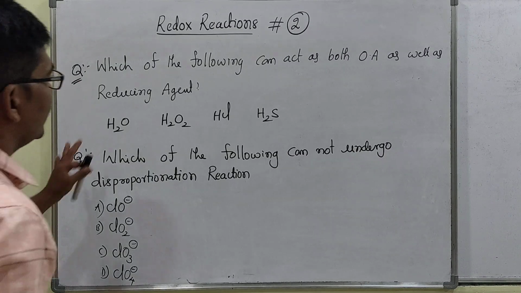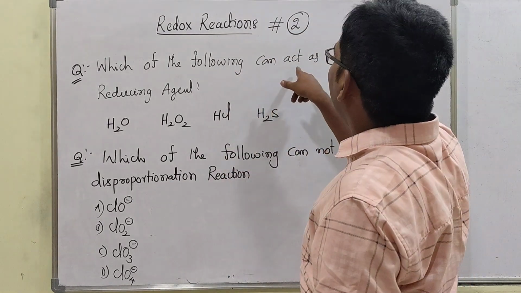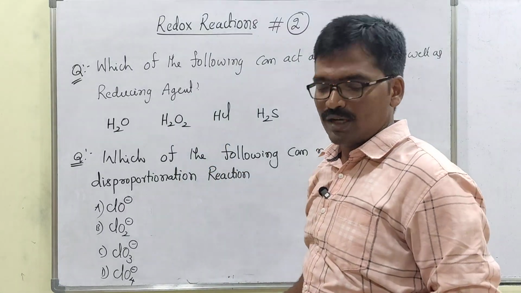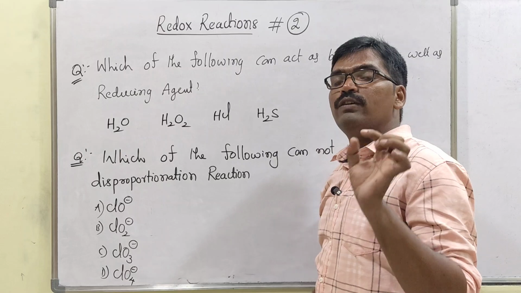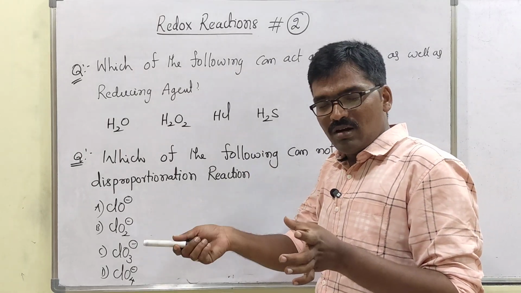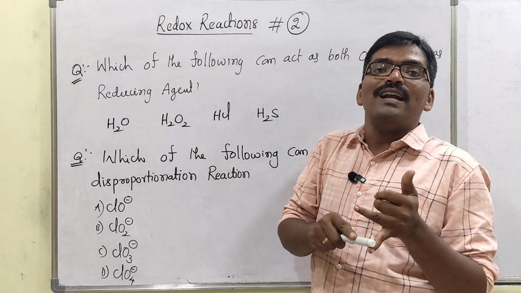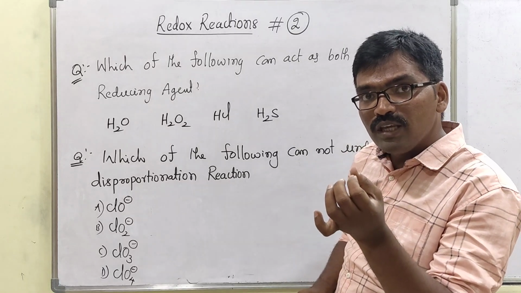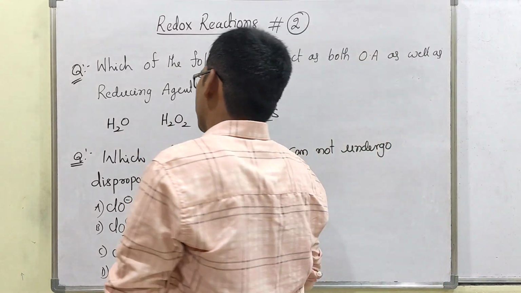Yes, look my dear students, here 2 more questions are there. First question: which of the following can act as both oxidizing agent as well as reducing agent? They're asking questions like this. So what we have to do is calculate the oxidation state of the central atom. The highest oxidation state acts as an oxidizing agent, the lowest oxidation state acts as a reducing agent, and the intermediate oxidation state works as both oxidizing agent as well as reducing agent. That is the statement actually.